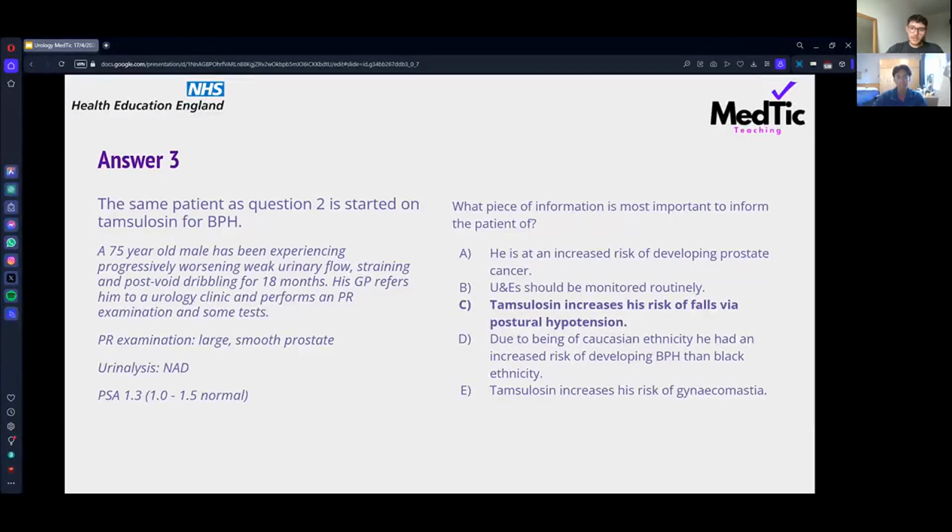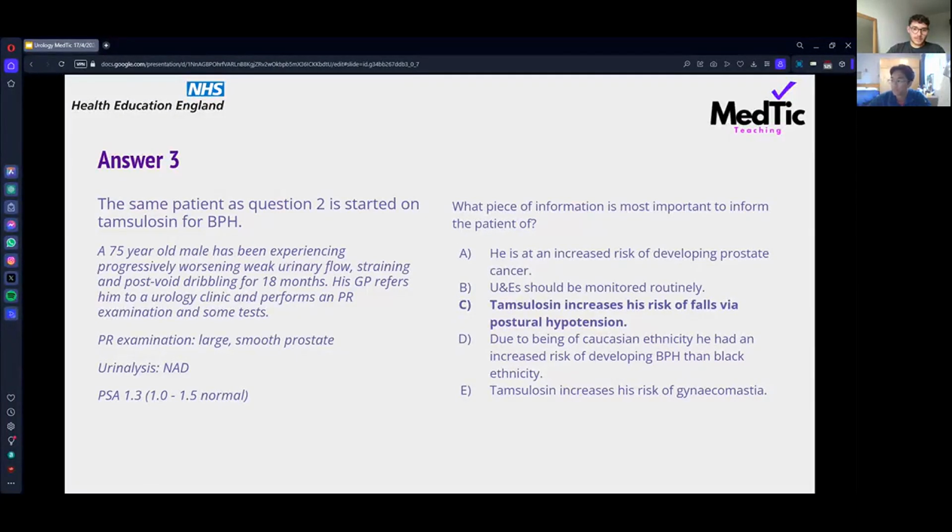Being of Caucasian ethnicity is not as high risk of developing BPH as being of Black African ethnicity. Again, even if that point was the other way around, I'm not sure if it would be a relevant point to bring up to a patient. And then tamsulosin increasing the risk of gynecomastia isn't true. There are some hormone therapies for prostate cancer that can increase the risk of gynecomastia, but not tamsulosin.